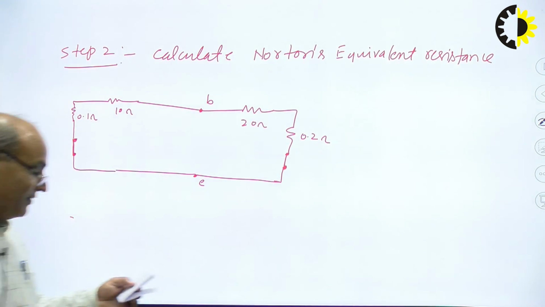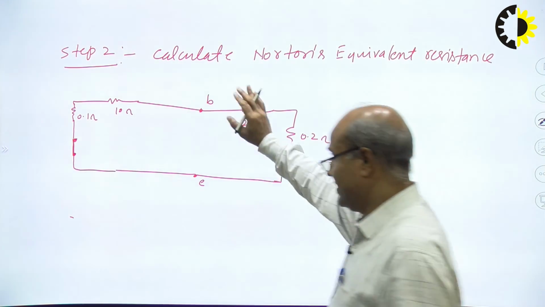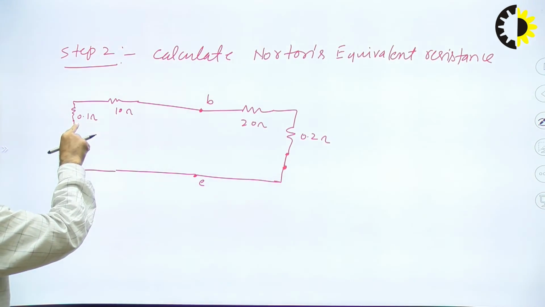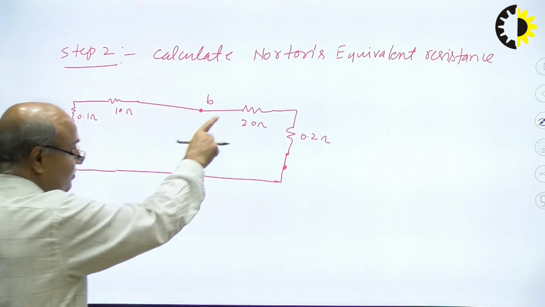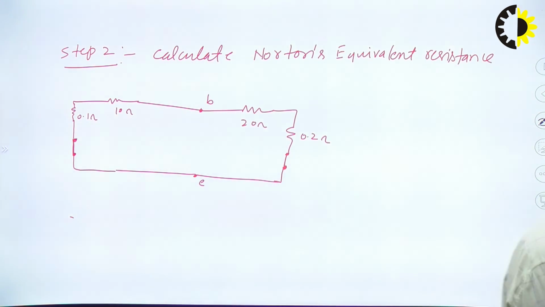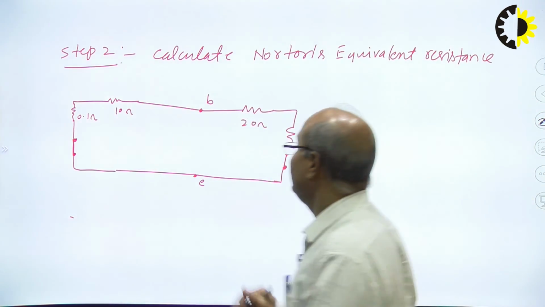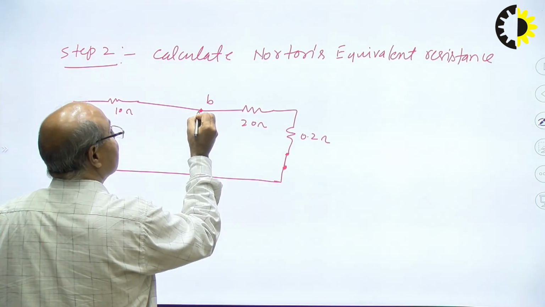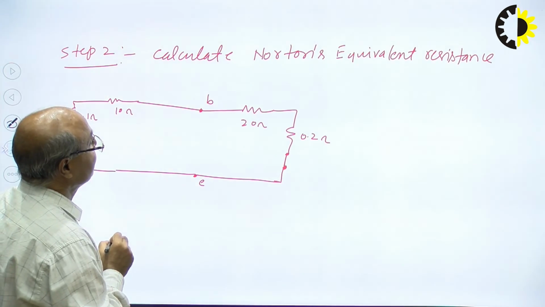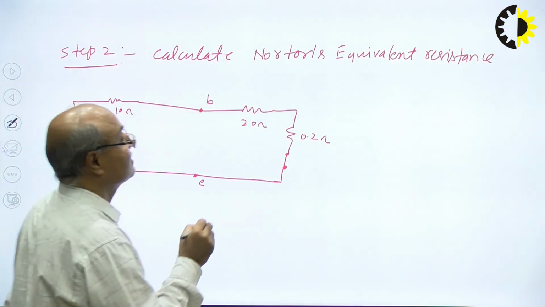So this will be our circuit when we remove the load and look from the open circuit load terminals. On the left side there was a voltage source with internal resistance 0, a 0.1 ohm resistor, a 10 ohm resistor, a 20 ohm resistor, a 0.2 ohm resistor, and again a voltage source replaced by its internal resistance, so it is replaced by a short circuit. Now we have to find the equivalent resistance seen from the terminals B and E. This will give you Norton's equivalent resistance, or RN.